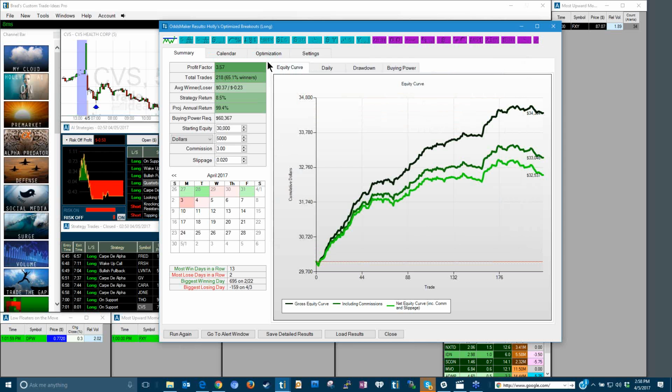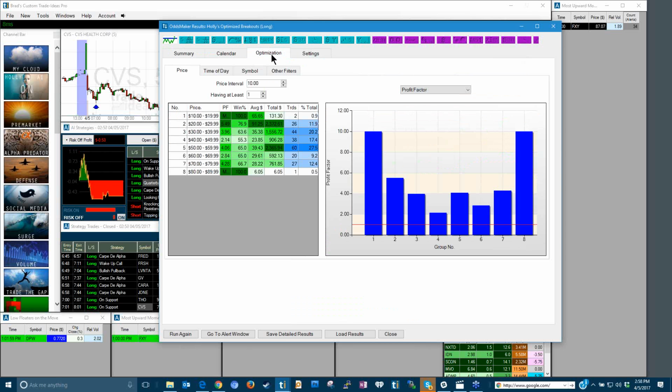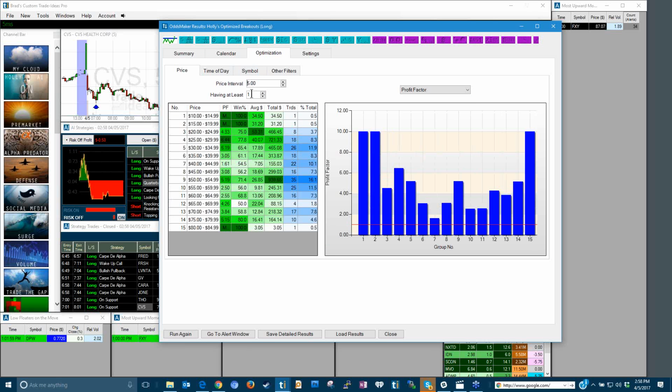But the real power of this thing all lies here in the optimization area. And this is where you can go through and, let's change this price interval here to $5. So now I'm going to break it down into $5 intervals, and I can see how many trades were in this $10 to $15 bucket. How did I do? Was I profitable?